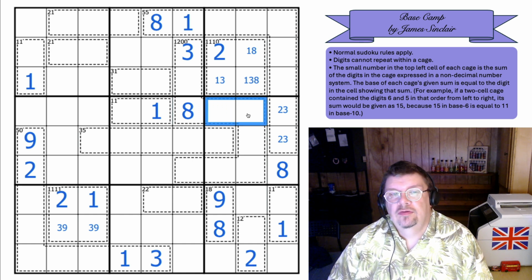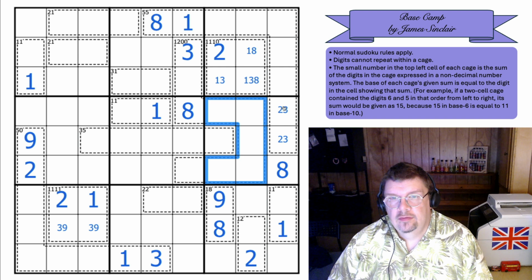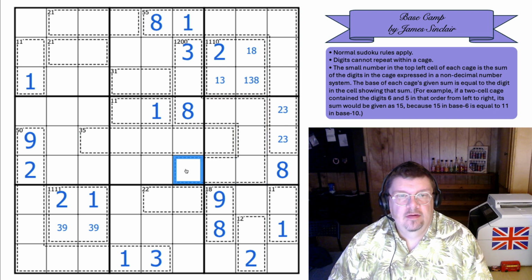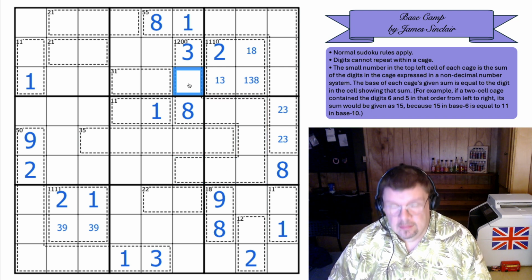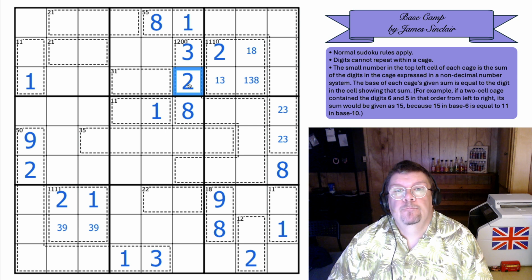Where does the 2 go? Can't go here by the 2-3 pair that's there. It can't go here by the row, so that's a 2. This is really nice, and it's making me think a little bit on the mathy side, but certainly lots to think about.